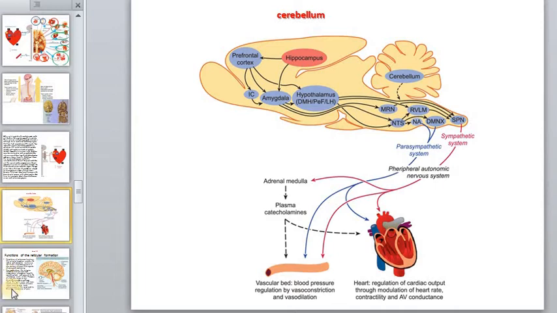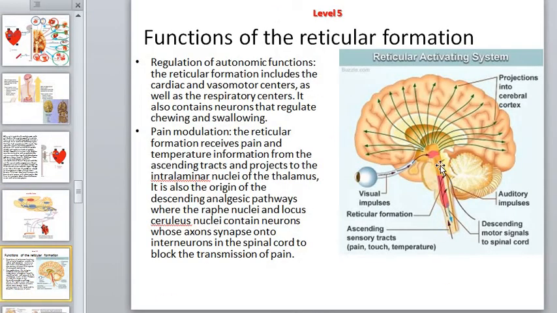The reticular formation. Here we can find the part of the reticular formation, and in a very short time we will discuss the reticular formation. This part of the brain includes the cardiac and vasomotor centers as well as the respiratory centers. It also contains neurons that regulate swallowing and pain modulation. The reticular formation receives pain and temperature information from the tracts and projects to the intralaminar nuclei of the thalamus.